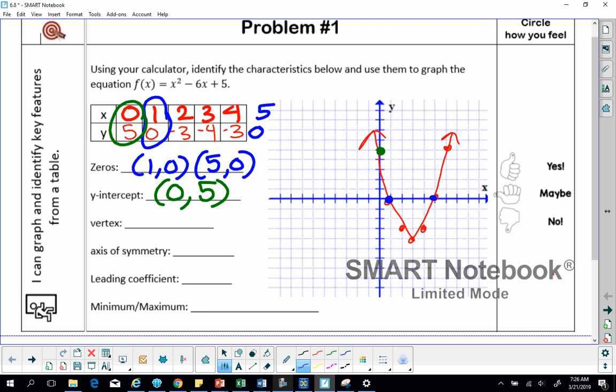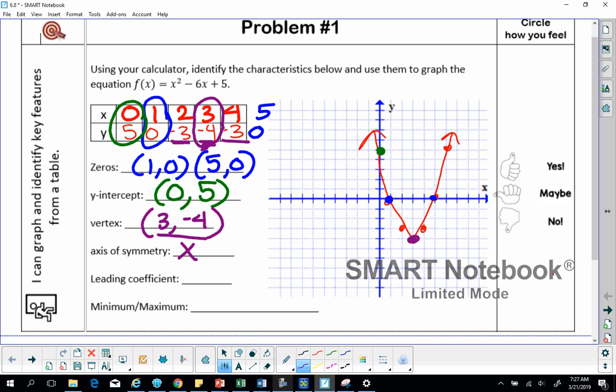Who can raise their hand and tell me the vertex of this parabola? Go for it, come on. (3, -4). You could find that by looking at your graph, it's the very bottom or very top, or I can see, hey, this is what we did yesterday. It goes from a number to a different number back to that same number, so I know that this coordinate is my vertex. What's your axis of symmetry?